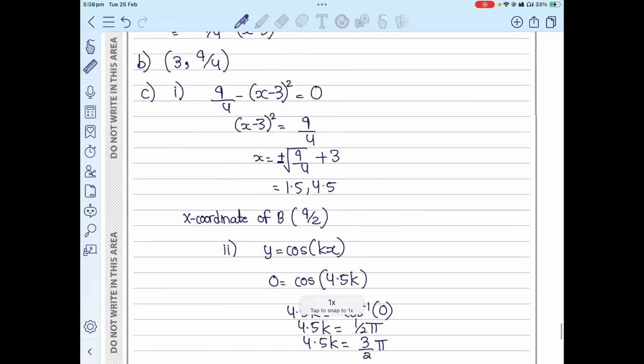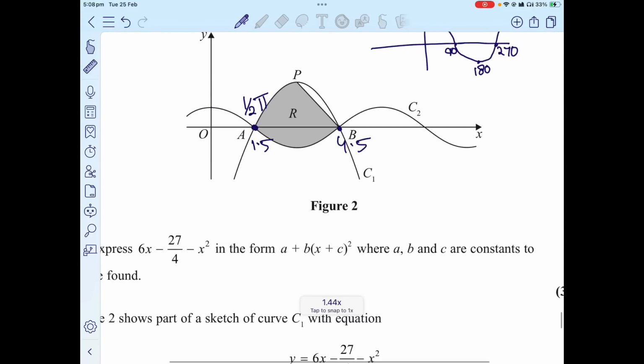Just want to explain again. The first value, which is 90 degrees, is for part A. So the second value will obviously be 4.5.